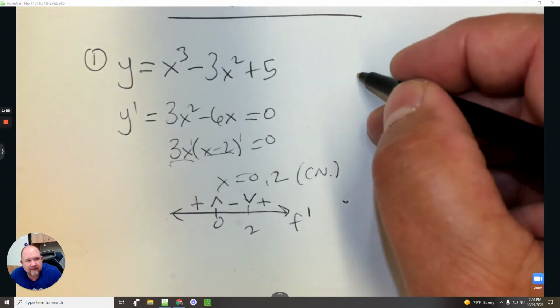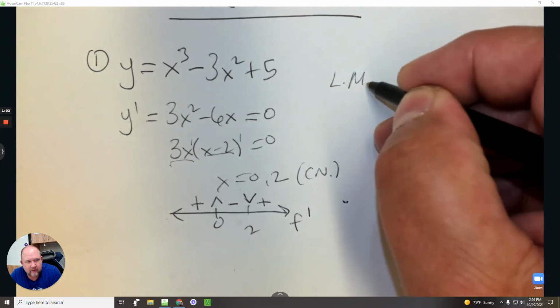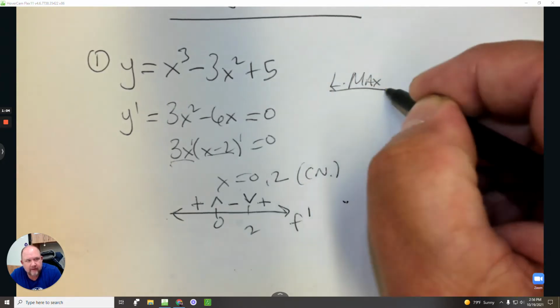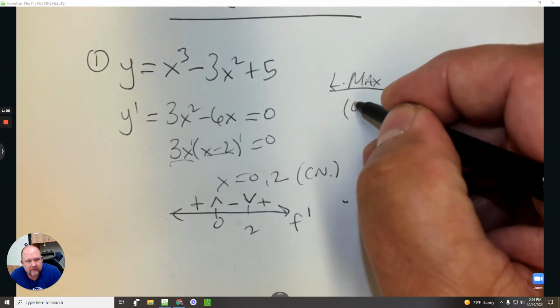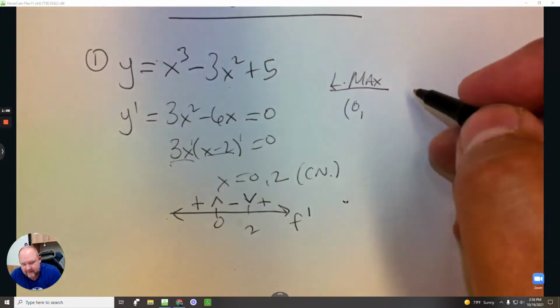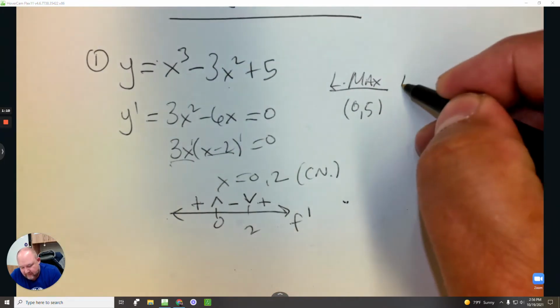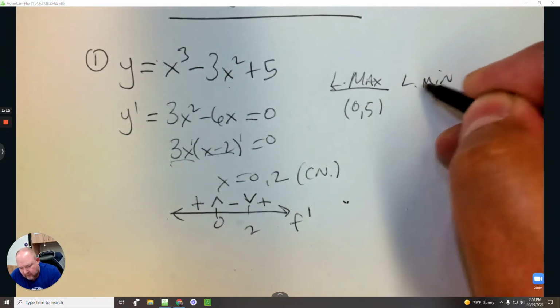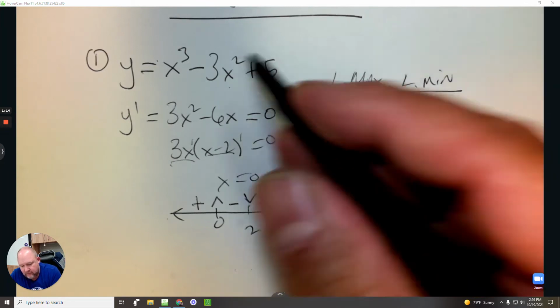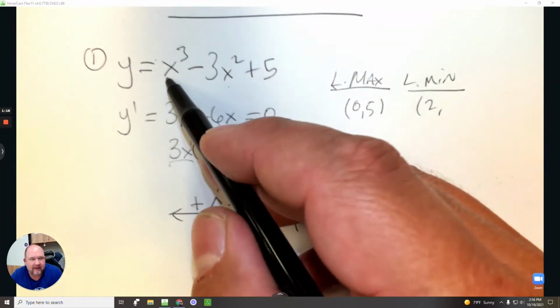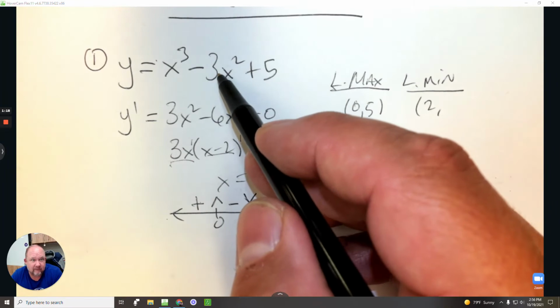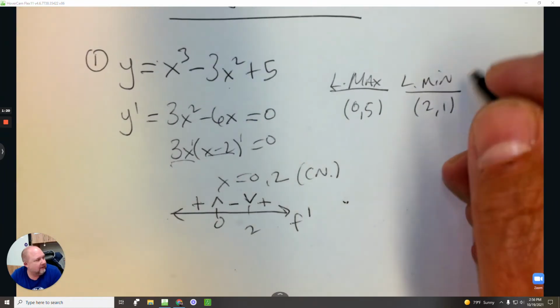So we're going to write down that our local maximum is at 0. If I plug 0 in here, I get the answer 5. We also have a local minimum at 2. If I plug 2 in here, I get 8 take away 12, negative 4 plus 5. I think it's 1. Double check.